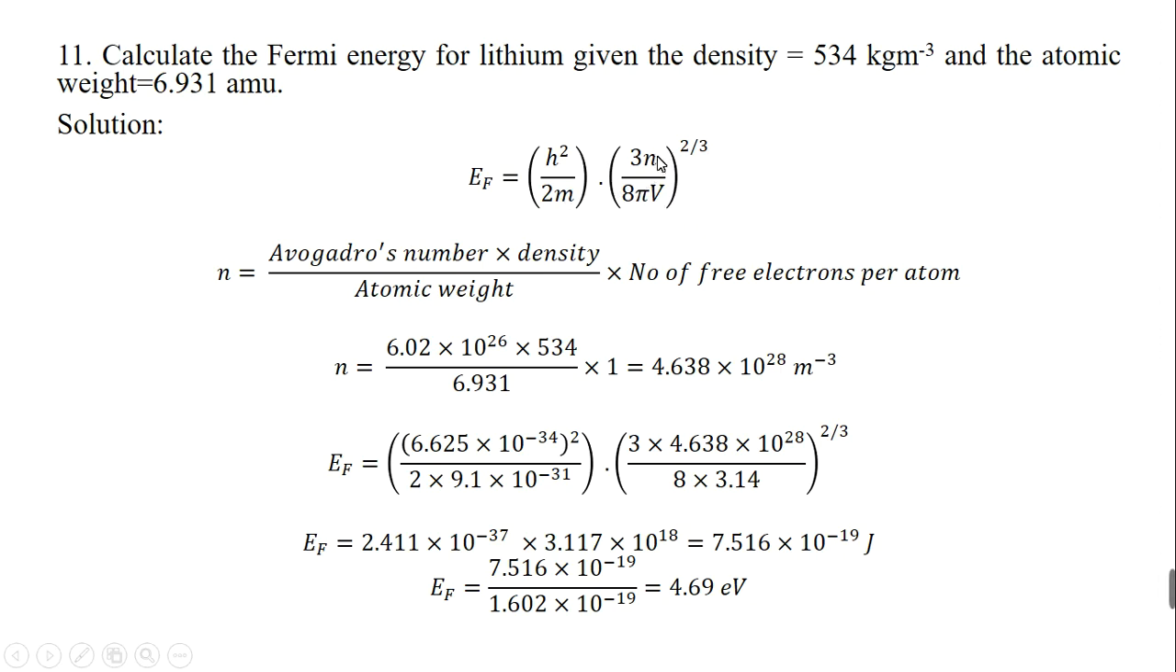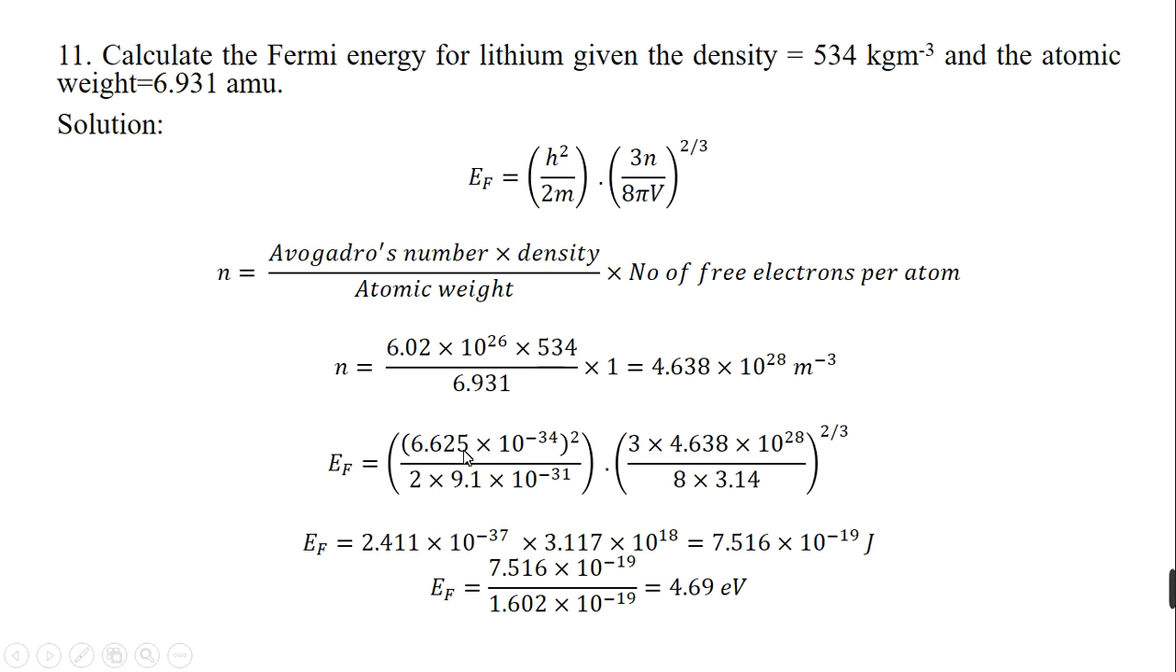Again the n value is not given directly. Per unit volume means v, you can take it as unit value 1. What is not given? Planck's constant h will be known, mass of the electron will be known, and the only unknown value is n. So again make use of this formula to determine the value of n. Substitute the value of Avogadro number. Density is given as 534 and atomic weight is given as this much. So you calculate this value. Now you substitute all the values.